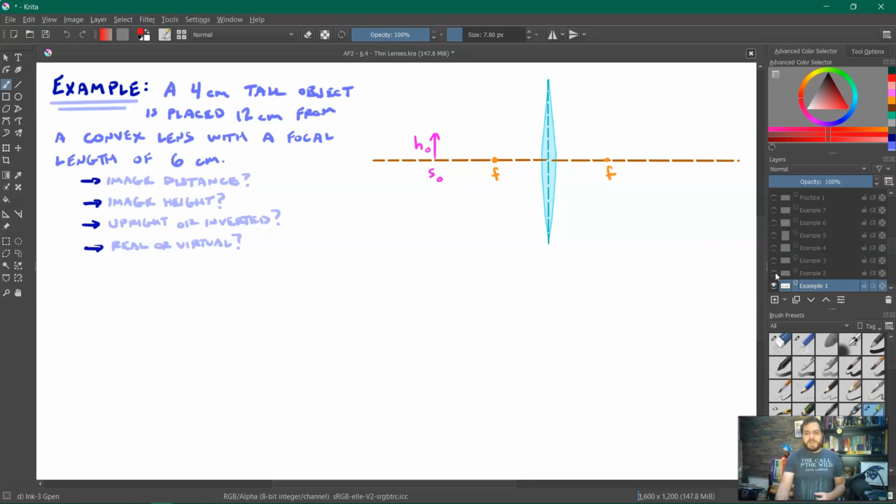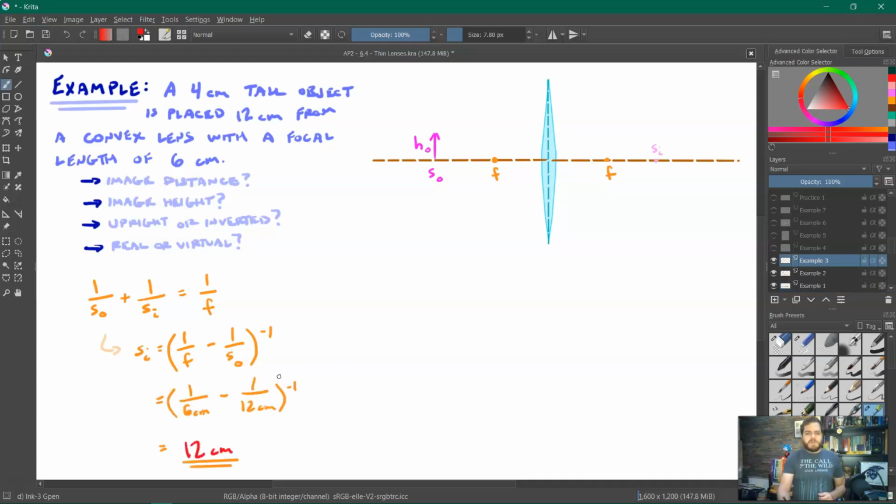So let's start off by looking at the thin lens equation, and I'm going to rearrange it to solve for this image distance. I'm going to move 1 over s_o across, and I'm going to take the 1 over power for the whole thing. And when we do this, let's go ahead and plug our numbers in. We already have them all here. So 1 over 6 centimeters minus 1 over 12 centimeters. And then we're going to take the whole thing to the minus 1. And we get an image distance of 12 centimeters. So notice this is a positive 12. So it's going to appear on the opposite side of the lens from the object. So the image is going to appear over here on the right.